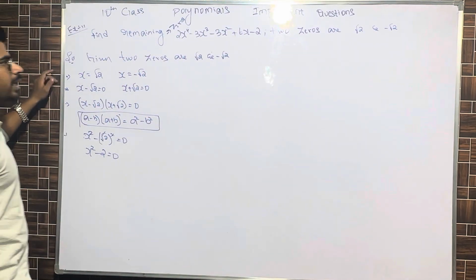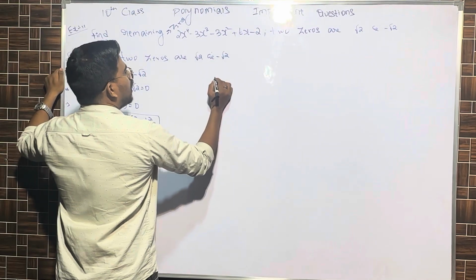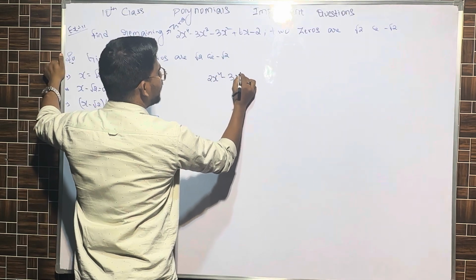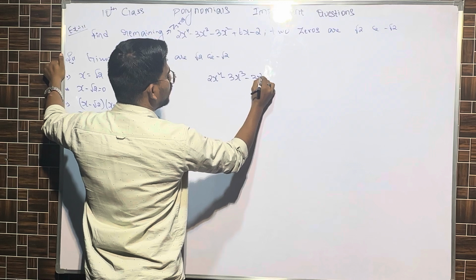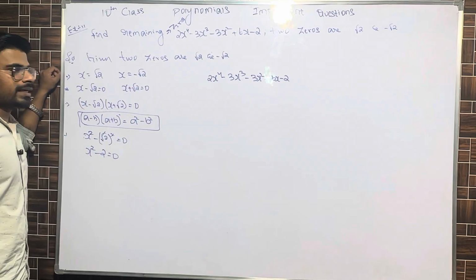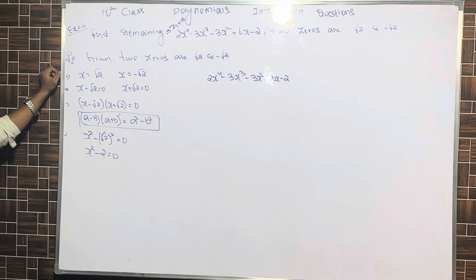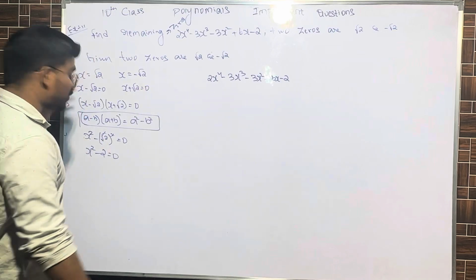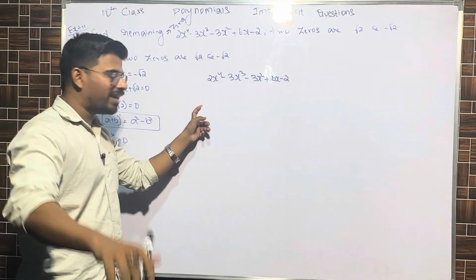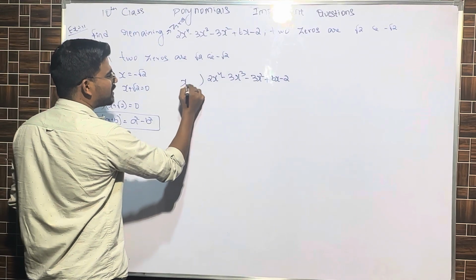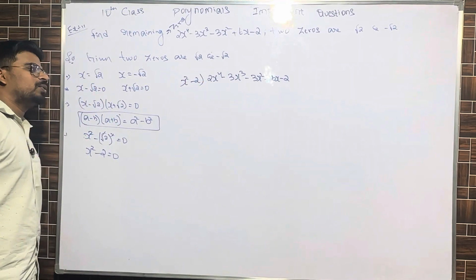We'll factorize that and we'll get 2 more zeros. Now let us do the division. The polynomial is 2x power 4 minus 3x cube minus 3x square plus 6x minus 2. Correct? This is the dividend, my bad. The divisor we just found out is x square minus 2.